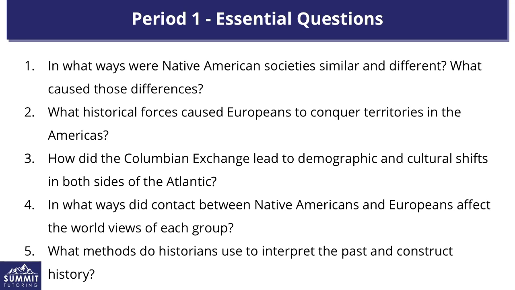We're going to look at the historical forces that caused Europeans to conquer territories in the Americas. We're going to look at how the Columbian Exchange led to demographic and cultural shifts in both sides of the Atlantic. We're going to look at in what ways the Native Americans and Europeans affected the worldviews of each group. What did they do to create a name for themselves? What were the sort of highs and lows of what they were known for? And we're also going to look at what methods historians use to interpret both the past and construct history.